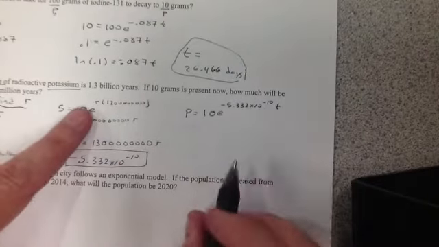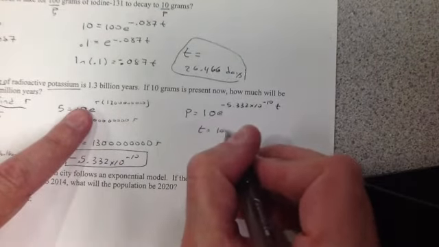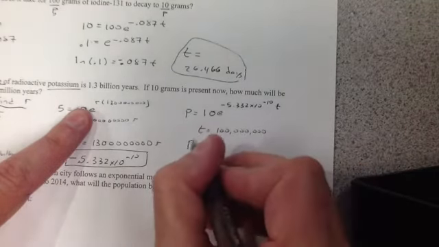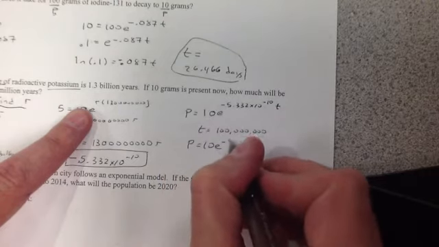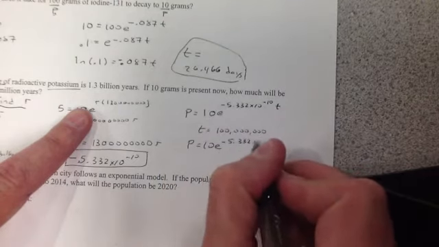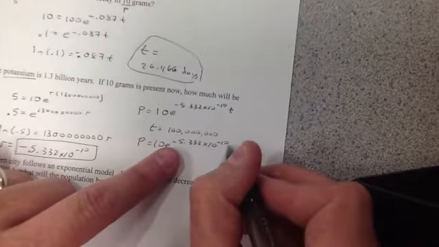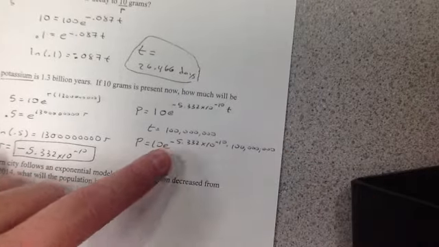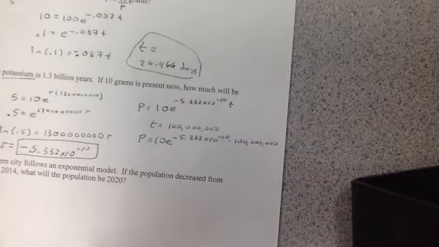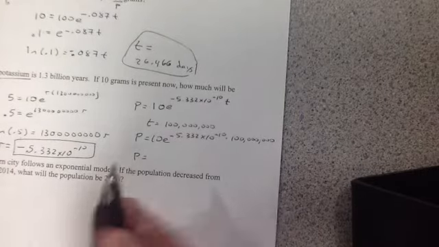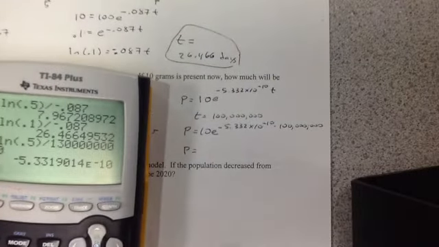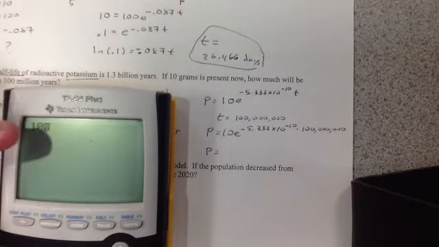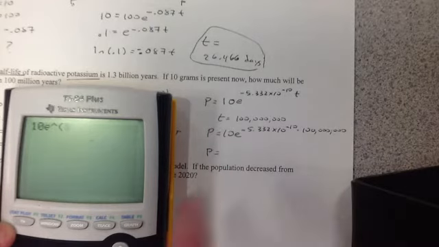And I want to find out how much is going to be left when t is 100 million. Okay, so I plug it in: 10e to the negative 5.332 times 10 to the negative 10 times 100 million. Don't let big numbers scare you, okay? The calculator is going to do all that nasty work for you anyway, so I don't worry about big numbers. Big numbers don't fear me. I got a calculator.